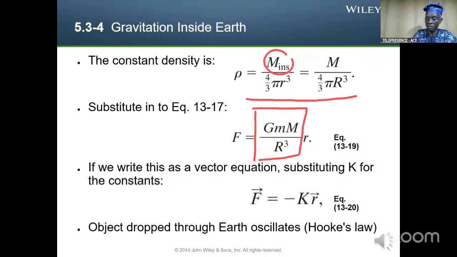So at the end of the day, you can see plainly this equation of an object moving. This is how the gravitational force varies within the Earth. I hope that is clear.